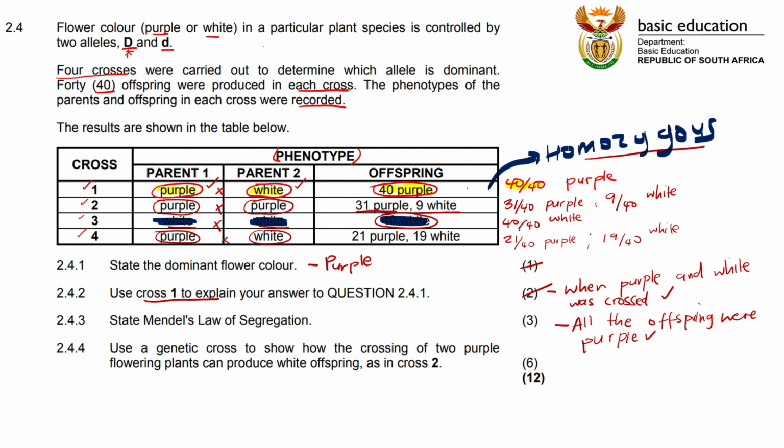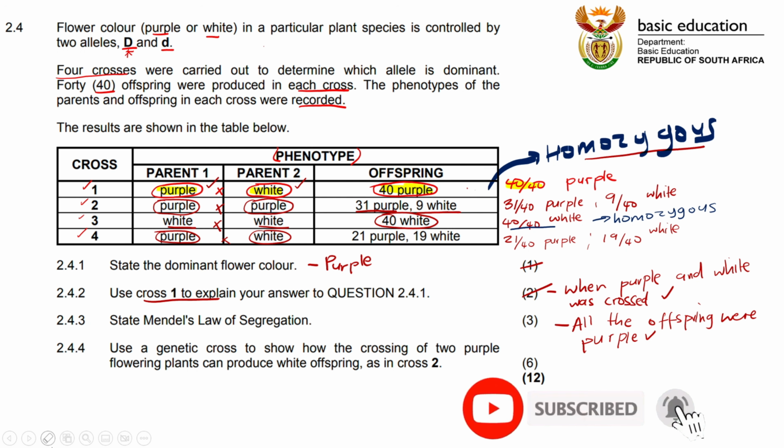The moment you see a cross giving you 100% of a certain offspring, it means that there must be a homozygous condition. But in this case, you have crossed white and white, and you have realized that you get 40 out of 40 of white. So it means that white here is the recessive allele. Because you are crossing white and white, you get white alone. But when you crossed purple and white, you got purple alone. Means that purple was dominant over the white.